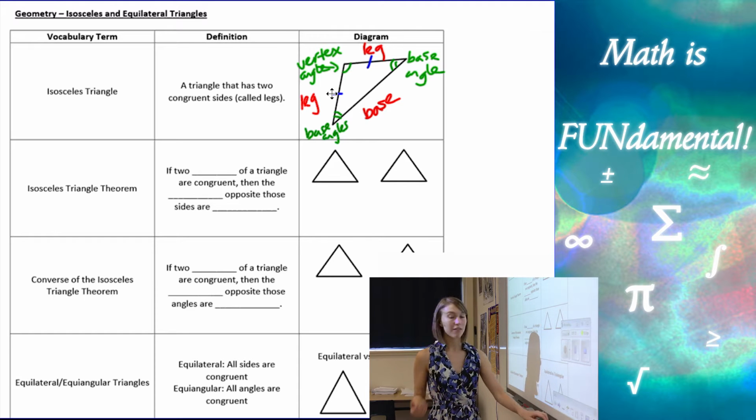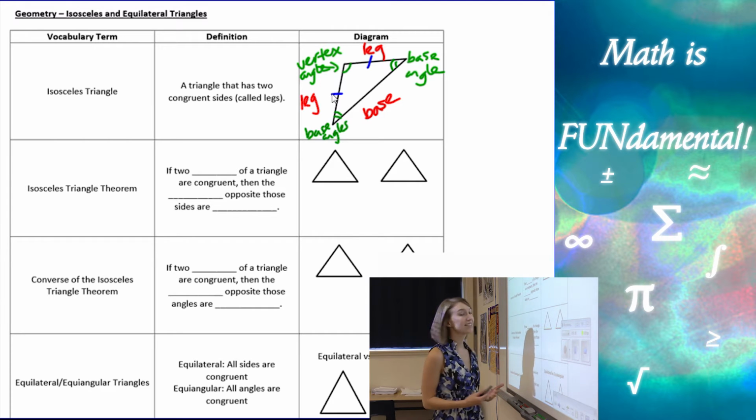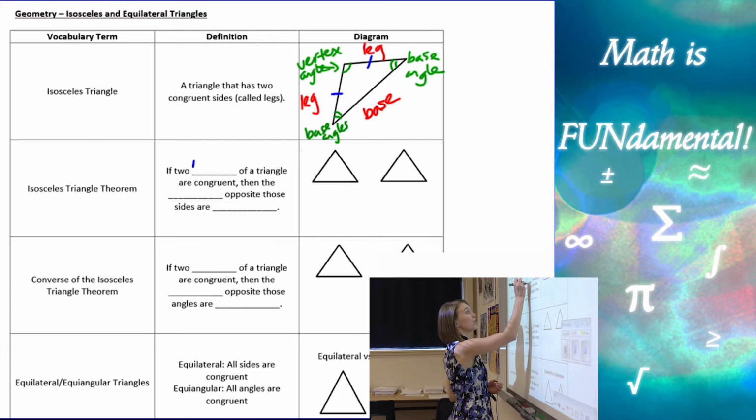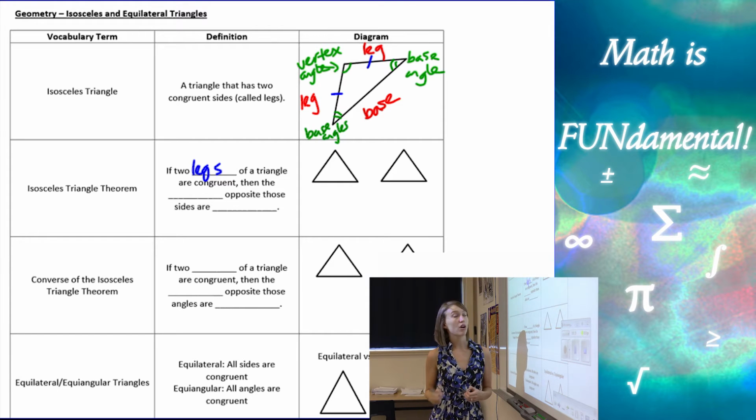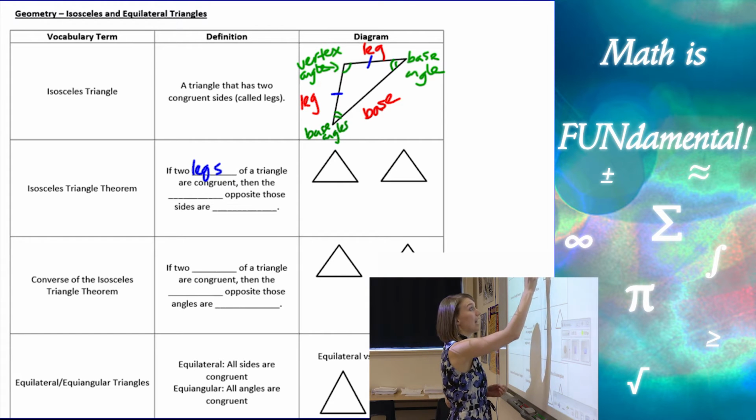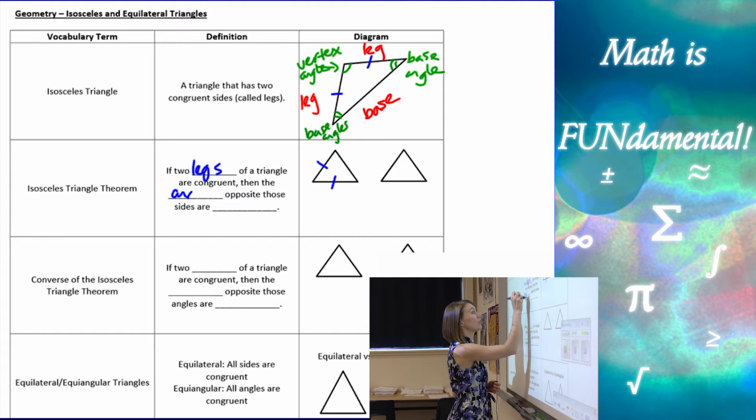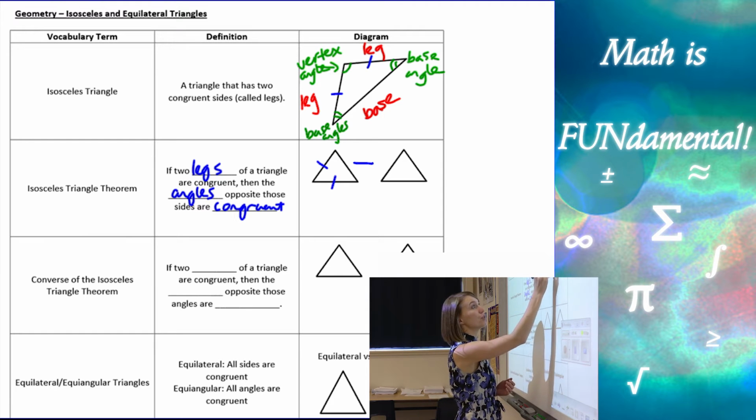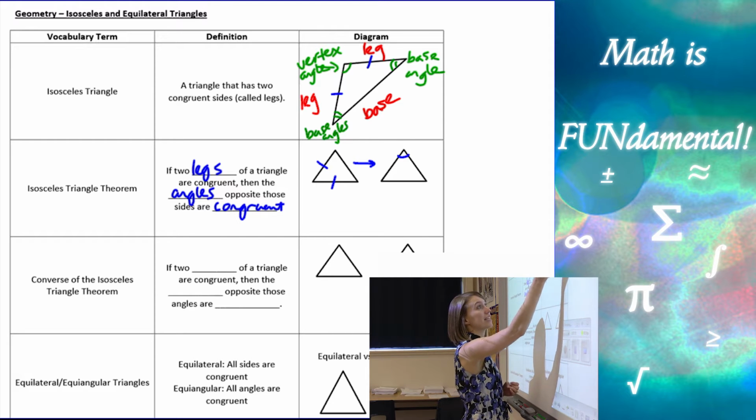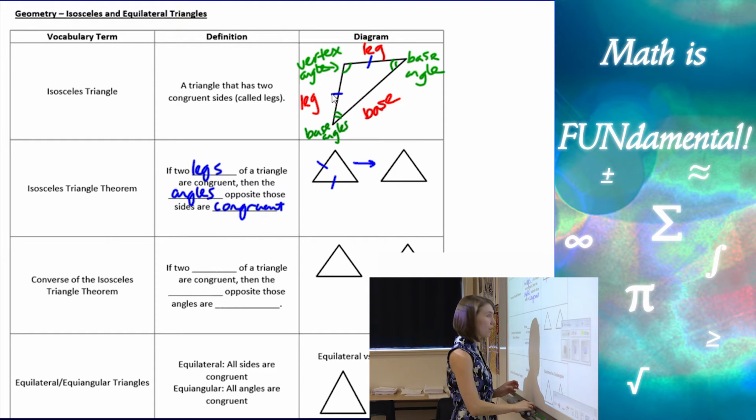All right, so let's take that definition and build a theorem out of it. So our isosceles triangle theorem states that if two legs of a triangle are congruent, so if we have two legs of a triangle that are congruent, so it's an isosceles triangle, then the angles opposite those sides are also going to be congruent. So if this is true, then I know that the angles opposite those sides are going to be congruent. So let me draw it like this.